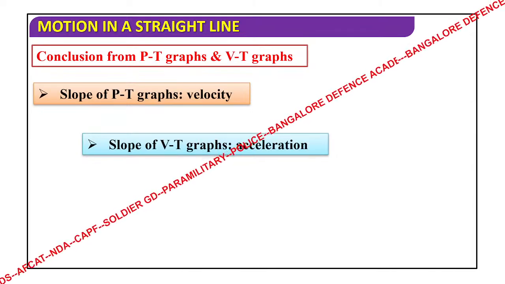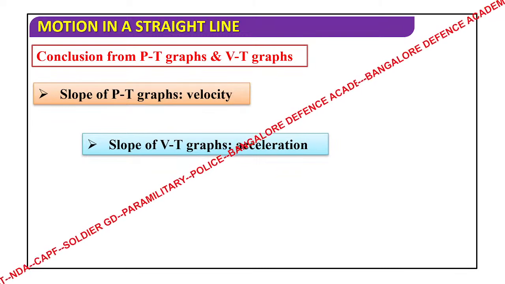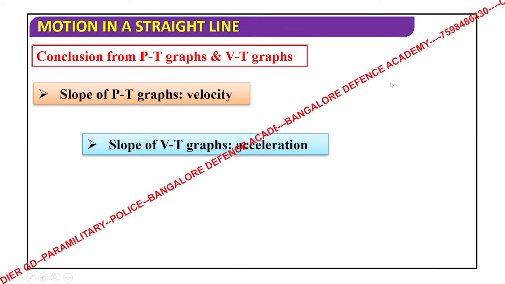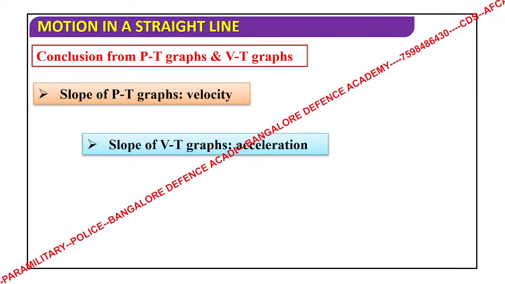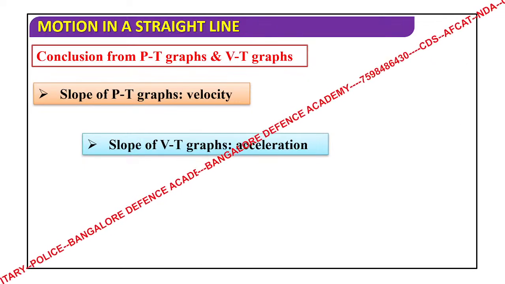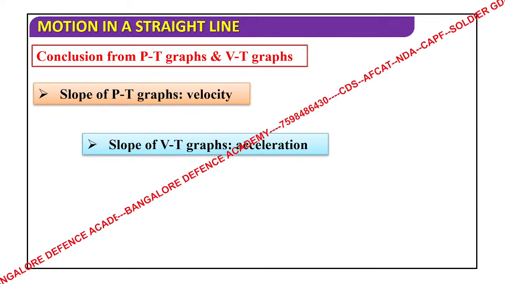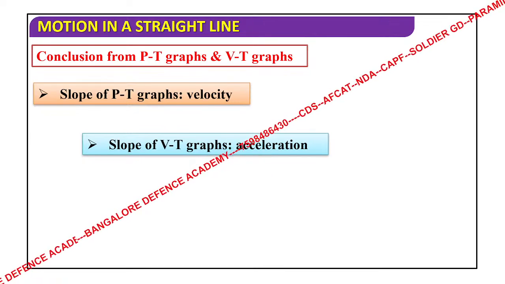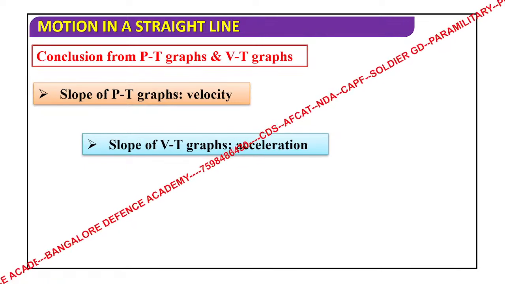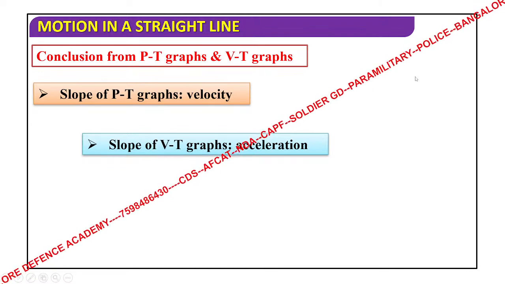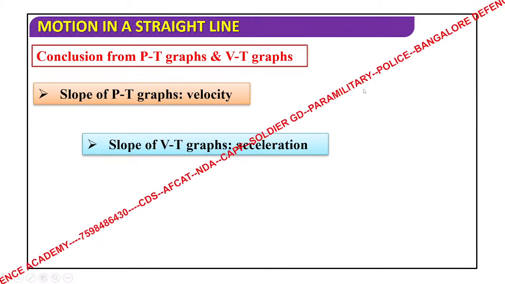Next, conclusion from the graphs. We have two types of graphs here. For one you get velocity and for the other you get acceleration, speed versus time. Now when we do the MCQs, these questions will be asked. Distance versus time will give you velocity. Velocity versus time will give you acceleration. Or you can say position versus time. You will get confused, so keep it simple.